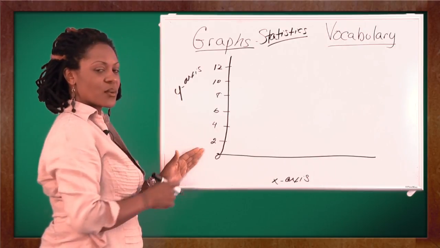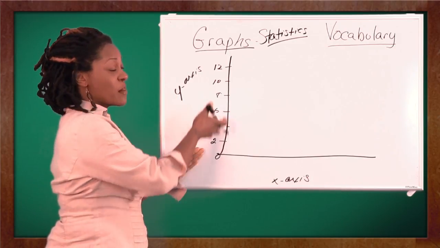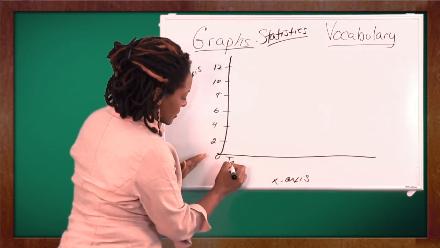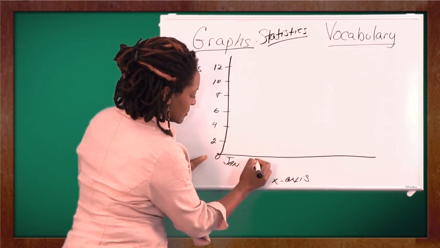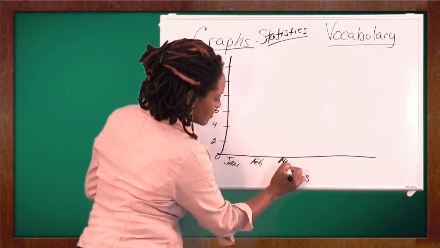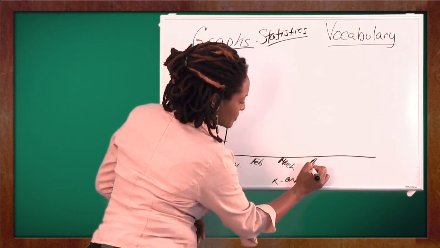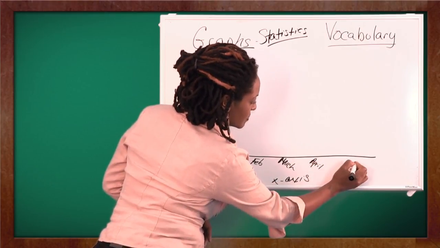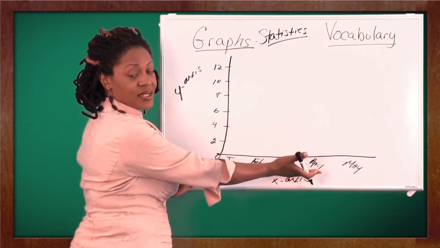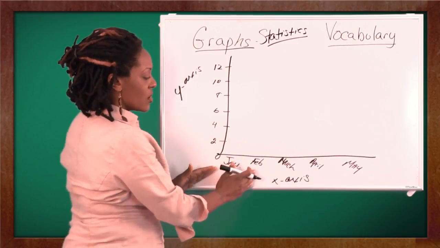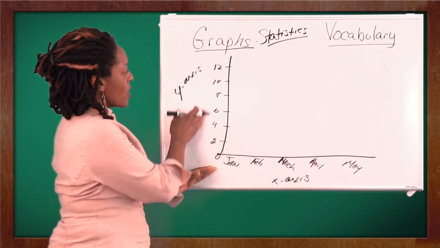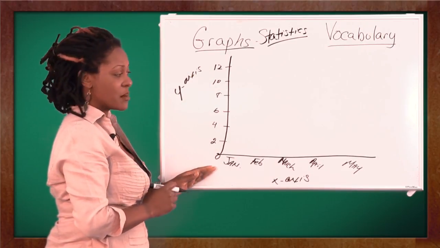All right, so far we just have some numbers over here. We know that we're measuring something. And then down across the bottom, I'm going to put some months. All right, so here on the x-axis, we have months, and they're all going in order. January, February, March, April, May. And here on the y-axis, we have some number values.